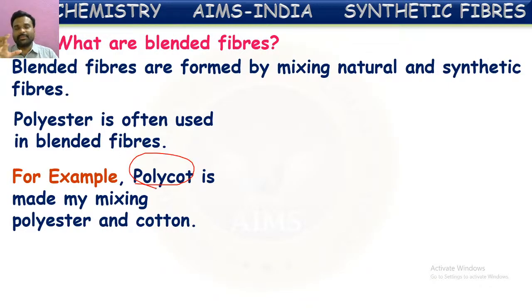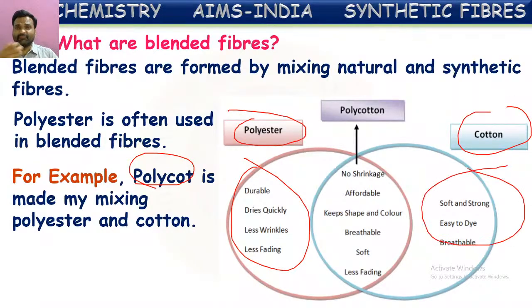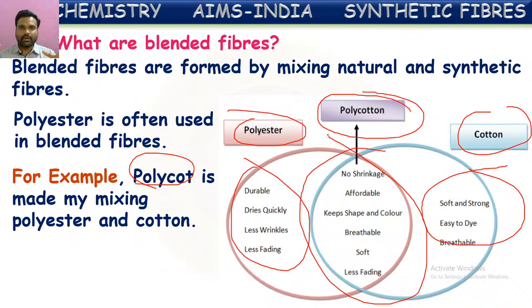These blended fibers or mixed fibers have the best properties of both the fibers which are mixed to make them. For example, this polycot has special properties like this. So polyester has these properties and cotton has these properties which are comfortable for us. When these two are mixed, we get a blended fiber which we call polycot, and it has all these properties combined from polyester and cotton. In this way, when fibers are mixed, the resultant is called blended fiber. Polycot is a mixture of polyester and cotton.